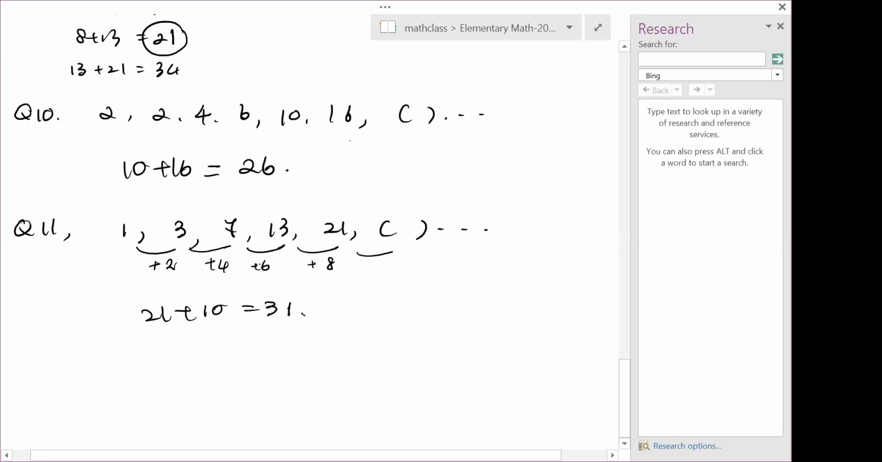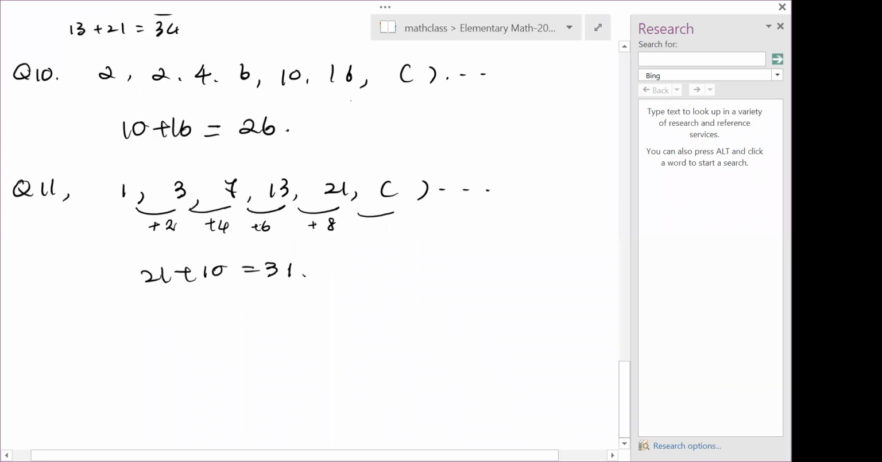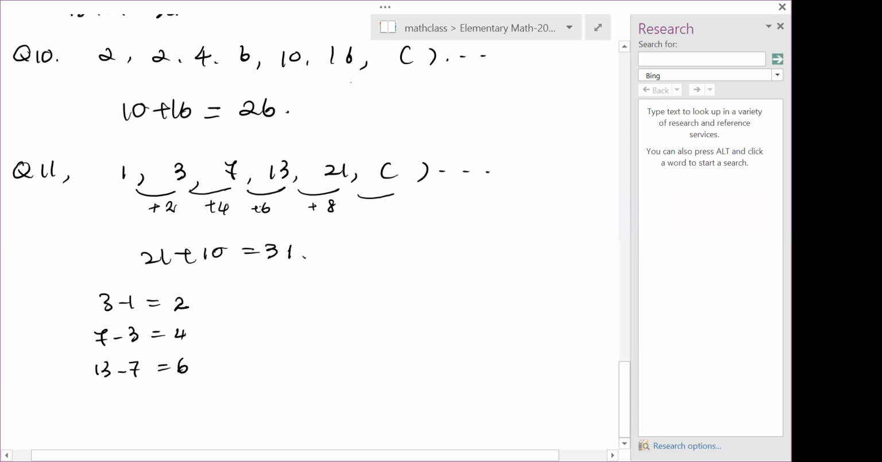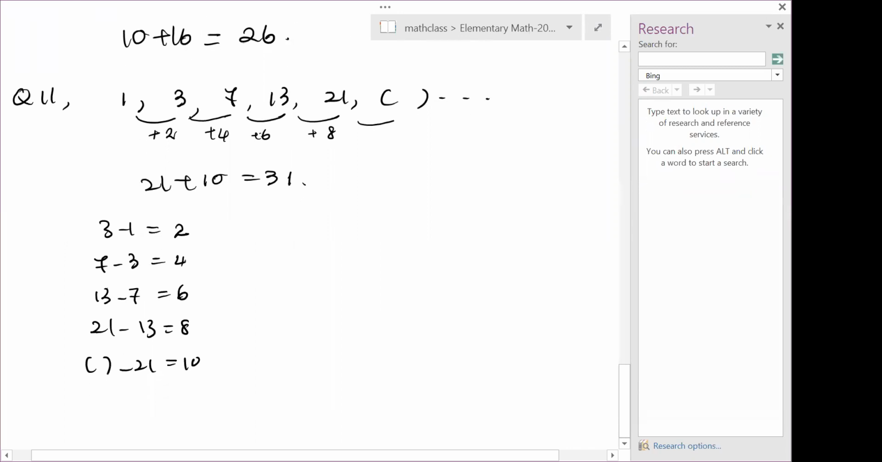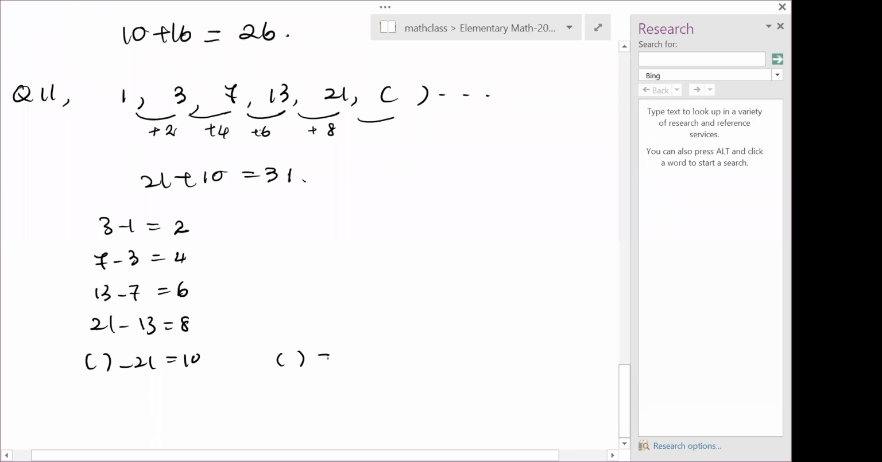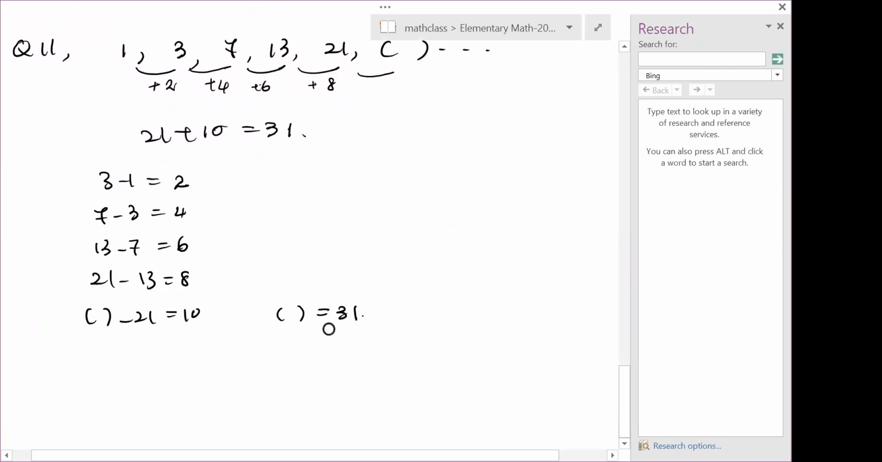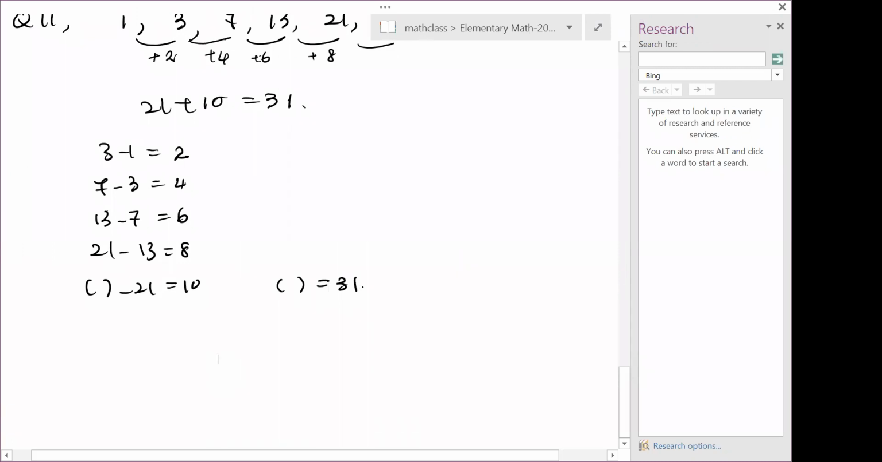31. Okay. You can also think about the difference of the two numbers. 7 minus 3 is given 4. The difference of two consecutive numbers gives you a new sequence. Then you can figure out the pattern. So then this number minus 21 should be equal to 10. Then that number is going to be 31. That's another way to look at it. So we call it generating a new sequence by taking the subtraction.